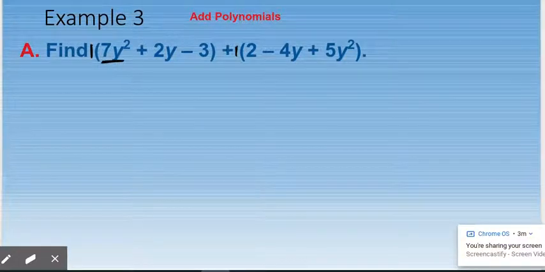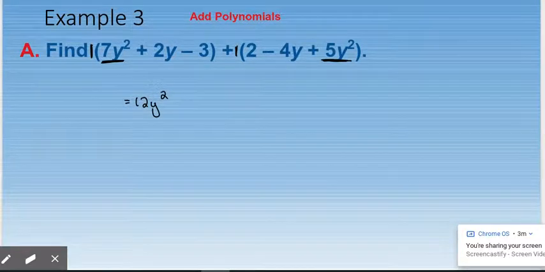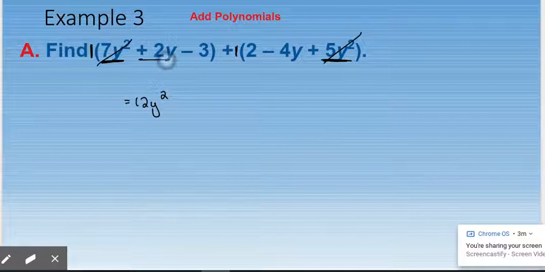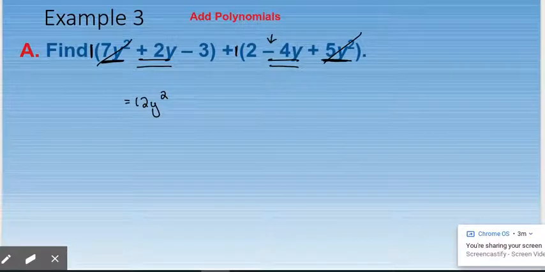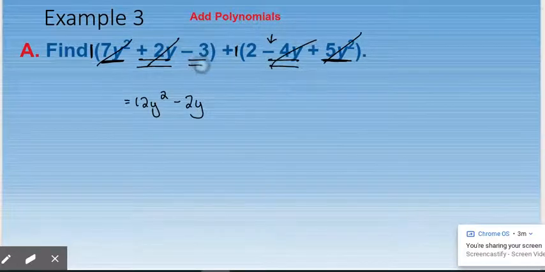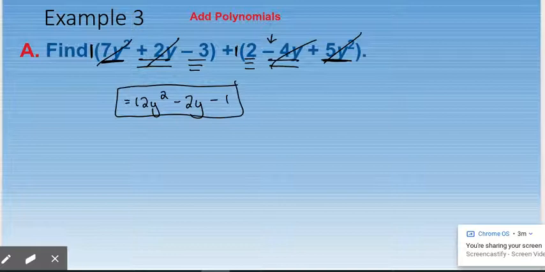So I got my y squareds: 7y squared plus 5y squared. 7 plus 5 is 12, so I have 12y squared. My y's: you have 2y and negative 4y. Remember, you've got to pay attention and remember that that's a negative there. So 2 plus negative 4 is negative 2y. And then we have our constants, negative 3 and 2. Negative 3 plus 2 is negative 1.